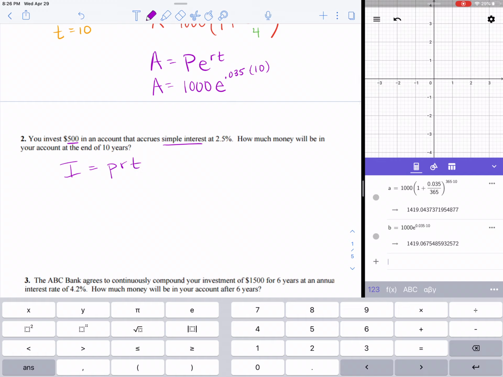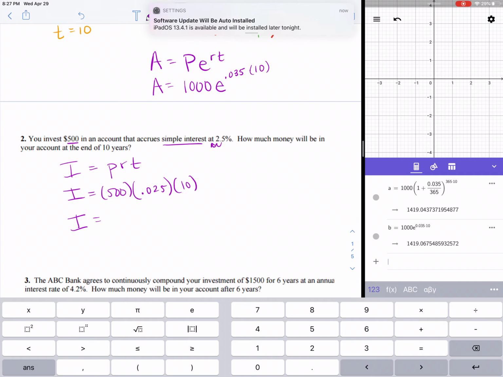PRT. Okay, that's your simple interest formula. It's right on top. The principal is the $500 that you're starting with. The rate, I'm going to move the decimal 2 places to the left, 0.025, and the time is 10 years. So you're going to get 2.5% of the $500 each year for those 10 years, as opposed to it compounding each year.